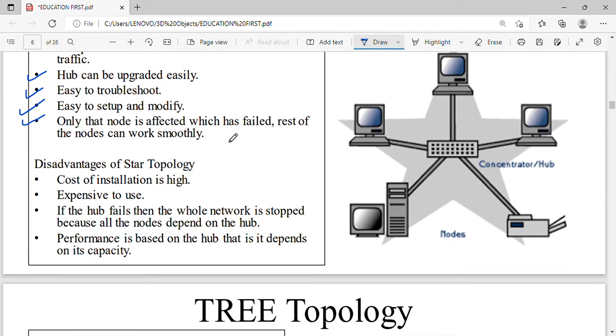Disadvantages of star topology: cost of installation is high, expensive to use. If the hub fails, the whole network is stopped. This is because all nodes depend on the hub. Performance is based on the hub, that is, it is dependent on its capacity.